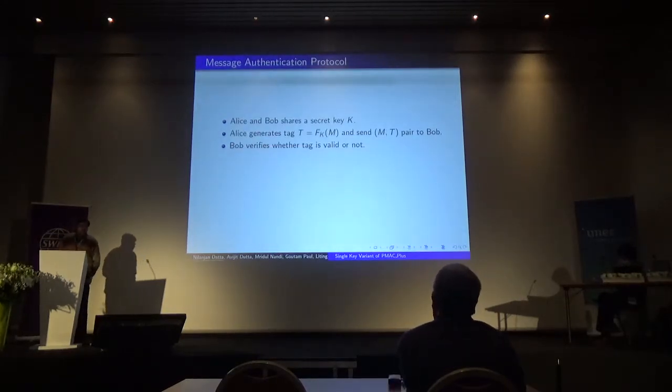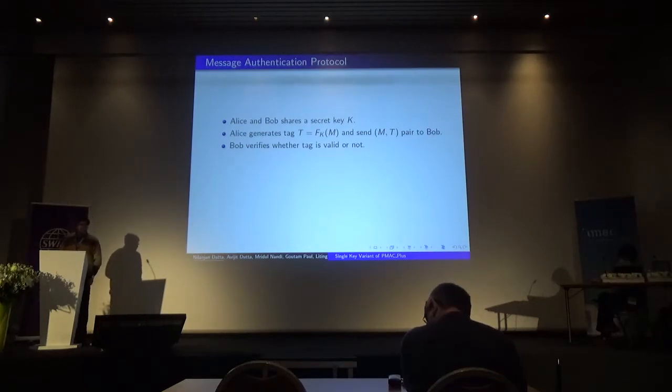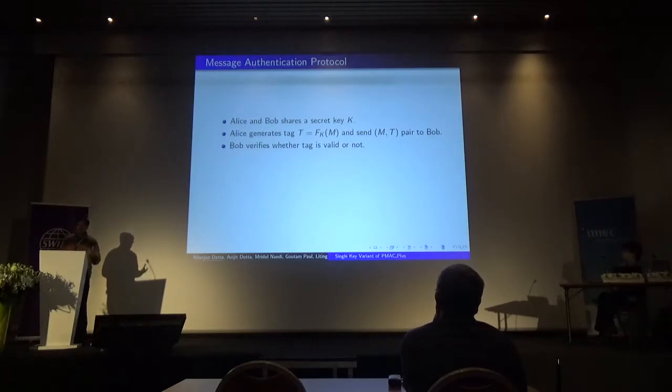Coming to the basic introduction, it was already covered by Kazuhiko and Ritam. In message authentication, Alice and Bob want to exchange a message. They share a secret key K. Alice generates a tag T, a function of M with the key, and sends the pair M and T to Bob, and Bob can verify whether the tag is valid or not. So he can verify the integrity or authenticity of the message.